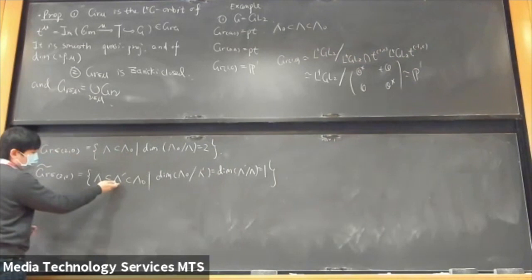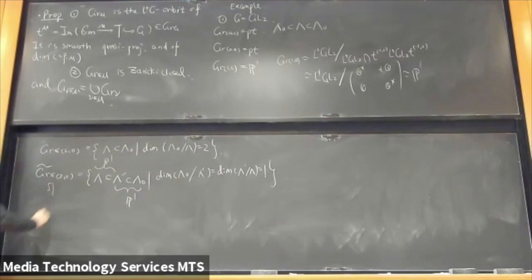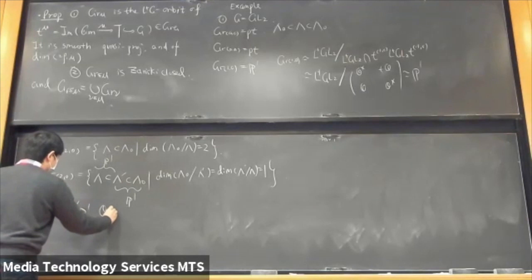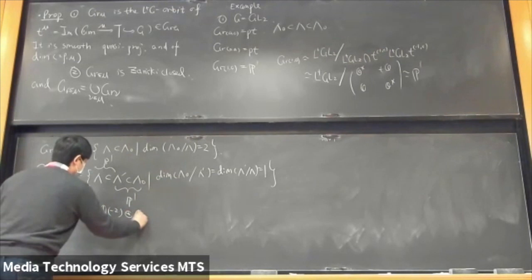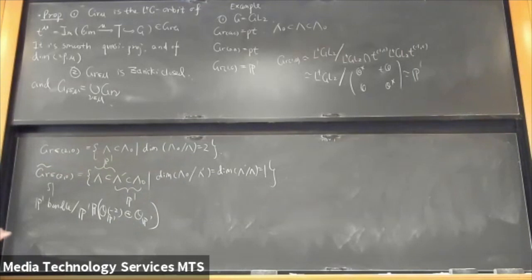And if we choose a Lambda prime, then the choice of this Lambda gives us another P1. So this is really a P1 bundle over P1. I don't have much time, but if we do some more careful calculation, we see this is really O of minus 2, so this is the Hirzebruch surface Sigma 2.